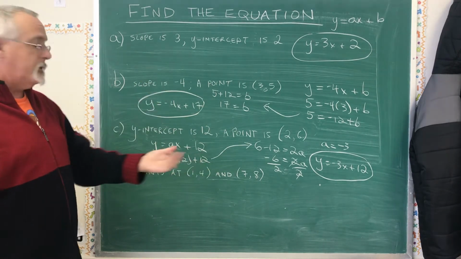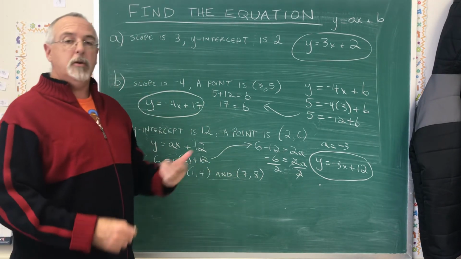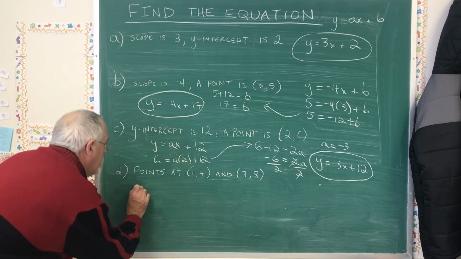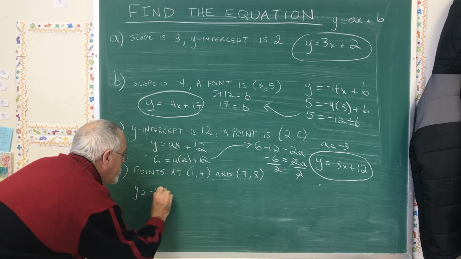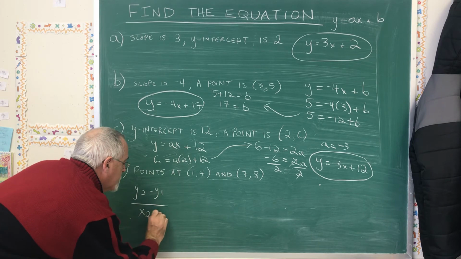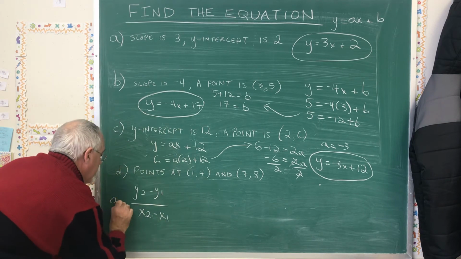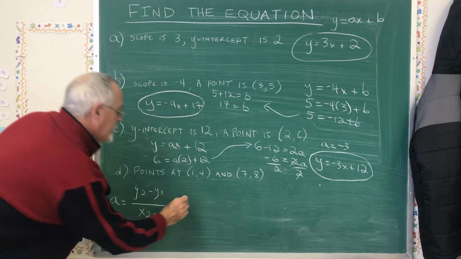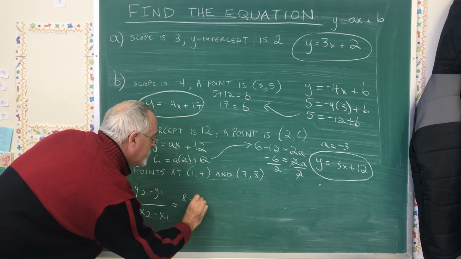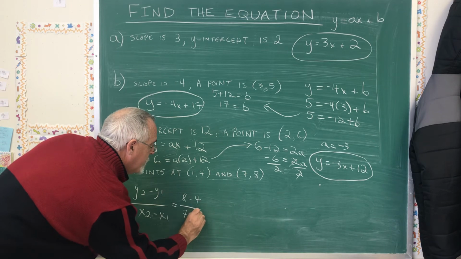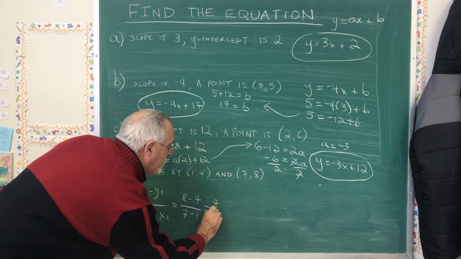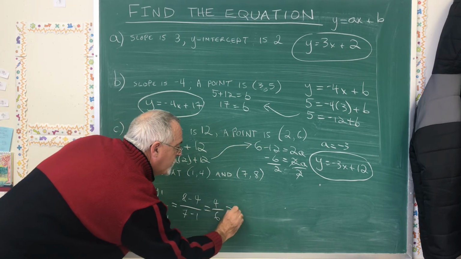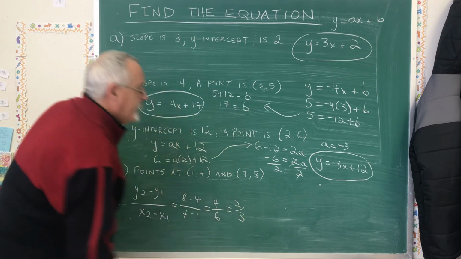Finally, the one that takes the most time to answer is when they don't give you either the slope or the y-intercept, but they give you 2 points, so you have to use the slope formula. y2 minus y1 over x2 minus x1 is the slope formula. And I'll plug in these points. I get 8 minus 4 on the top, 7 minus 1 on the bottom, which is 4 over 6, or 2/3 if I simplify the fraction.